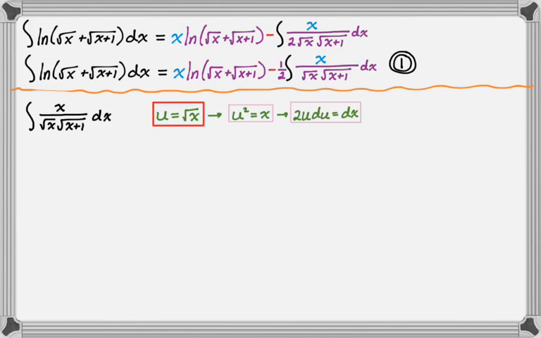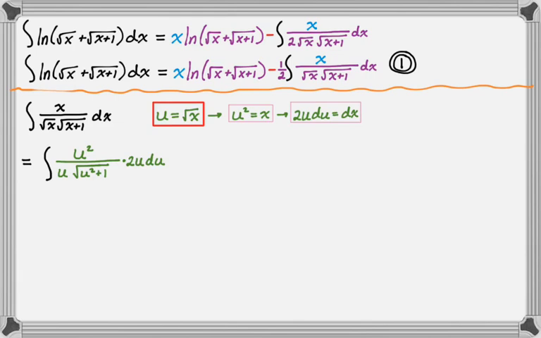So our integral, the integral of x dx over root x plus 1, we're going to change that entirely into an integral in terms of u. So it becomes x is u squared, and then over radical x is u, that was our choice. Radical x plus 1, so x is u squared, so that'll become radical u squared plus 1. And then dx is 2u du. Okay, so far not terrible.